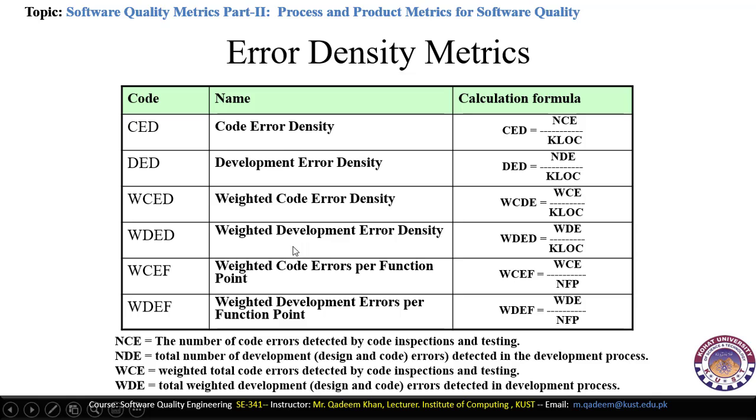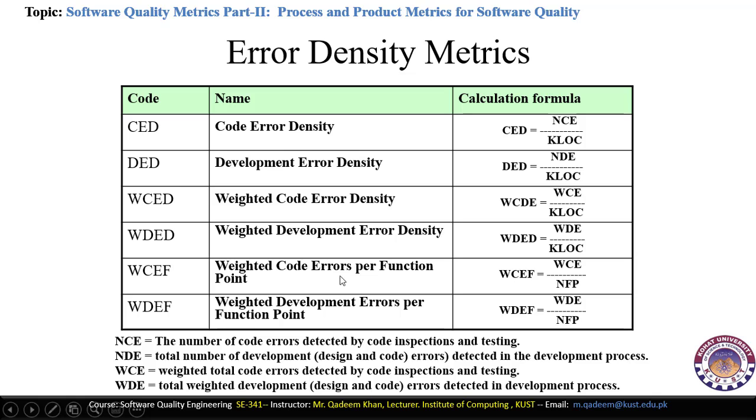Similarly, next we have weighted development error density. Weighted development error density is equal to WDE divided by KLOC, while WDE is the total weighted development design and code errors detected in the development process, divided by 1,000 lines of code. Similarly, we have weighted code errors per function point.